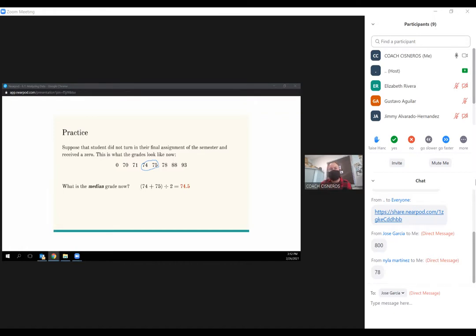Did the median get changed very much? No, before it was 75, now it's just 74.5. Barely changed just because of that killer zero. What do you think is going to happen to the average, the mean? Find the mean now. Okay. Find the mean and see what happens to it. Find the mean with the zero in there. What happens to your average?